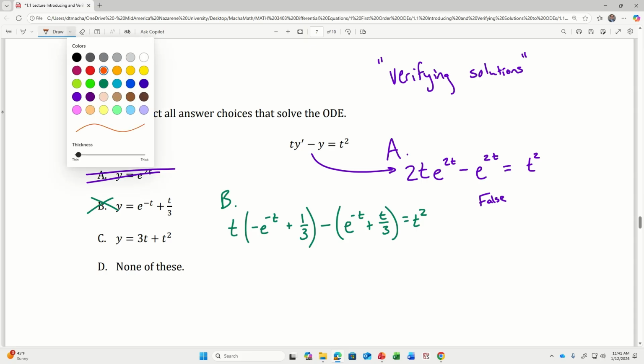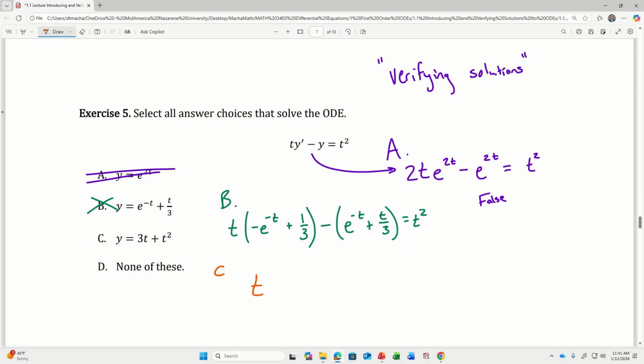What about C? What is y prime if I look at answer choice C? 3 plus 2t. Okay. Is that true? True or false?